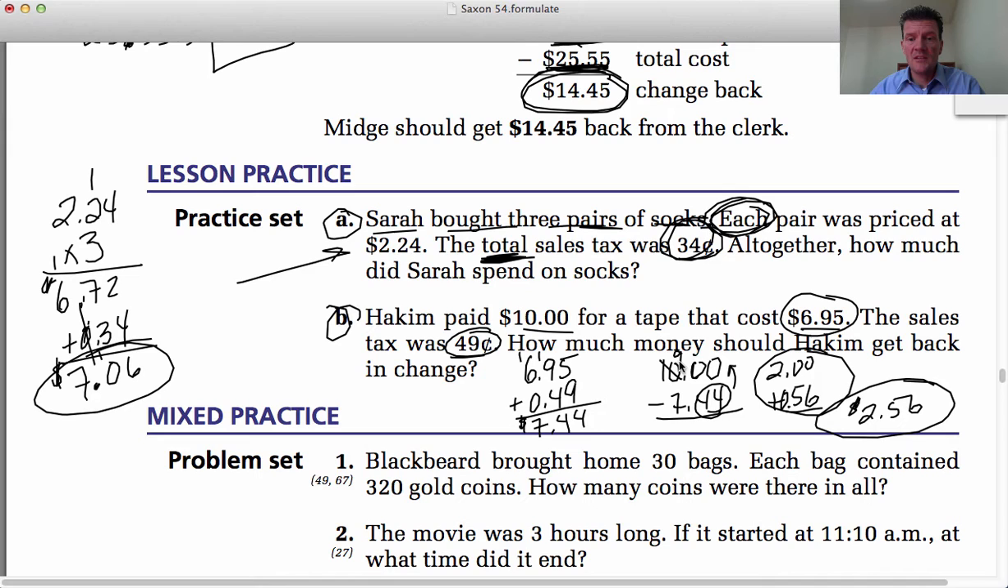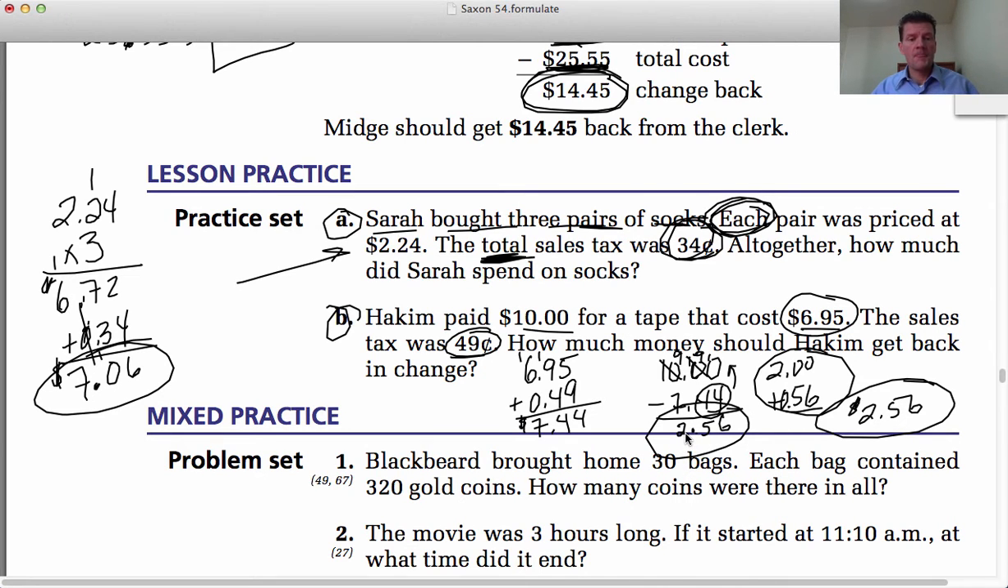You can subtract these also if you want to. You borrow from the 10, make that a 9, make this a 10, borrow from that, make that a 9, make that a 10. 10 minus 4 is 6, 9 minus 4 is going to be 5, and 9 minus 7 is 2. You would get exactly the same answer of 2.56.